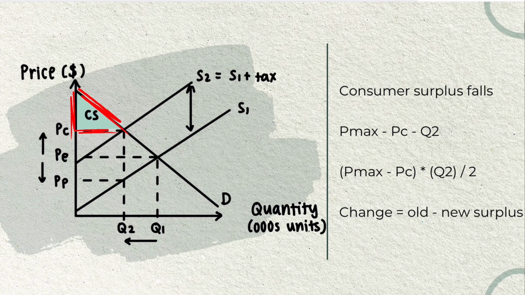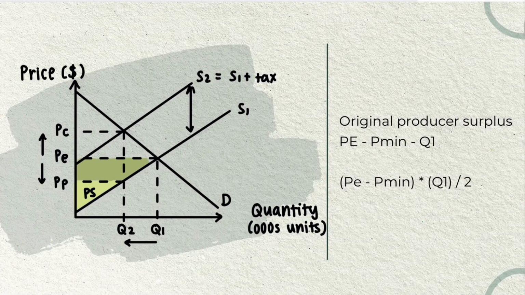So in order to calculate the new consumer surplus, this is the maximum price that people are willing to pay, in this case P max, minus PC multiplied by Q2 divided by 2. And that gives us this small triangle here. And if you want to calculate the change, then it's the old consumer surplus minus the new one.